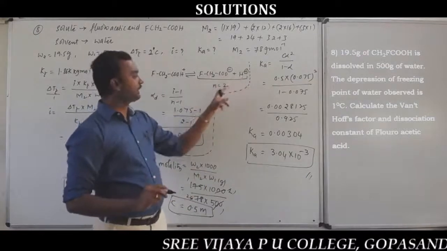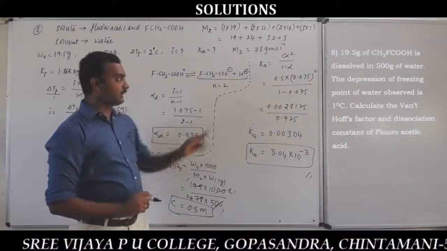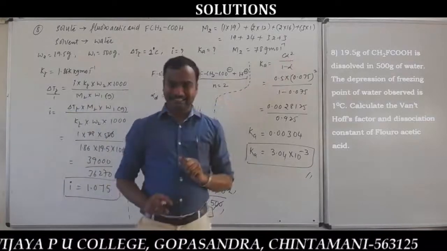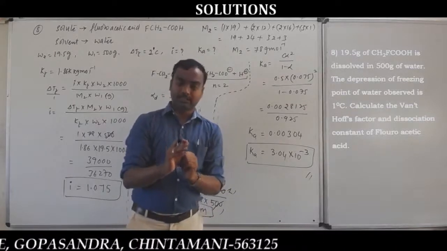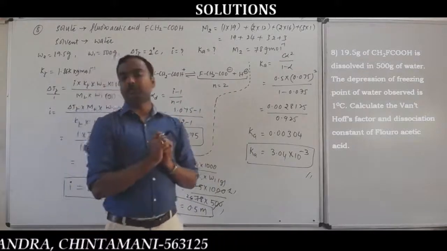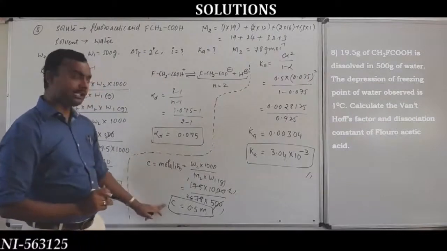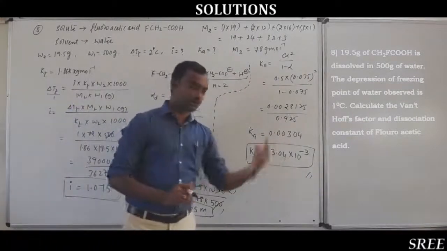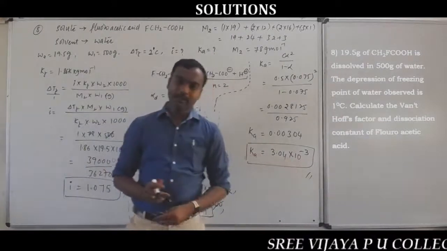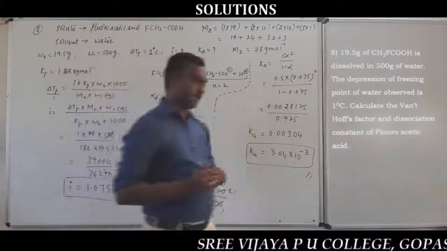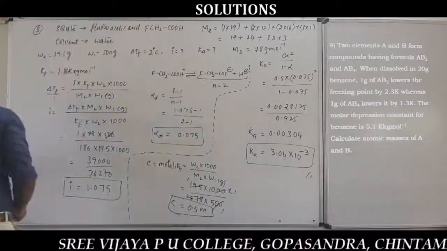Particle, H plus is another particle, therefore Na is equal to 2. So then you can calculate what is the degree of dissociation. Before that, you have to calculate C. C is the concentration term, that is molality. So in the case of depression of freezing point and elevation of boiling point, the concentration term is molality because it is temperature independent. So first we have to calculate molality, then substitute the values, and you get the dissociation constant. Therefore the chloroacetic acid dissociation constant is 3.04 into 10 power minus 3. That's about problem number 8. Next problem.